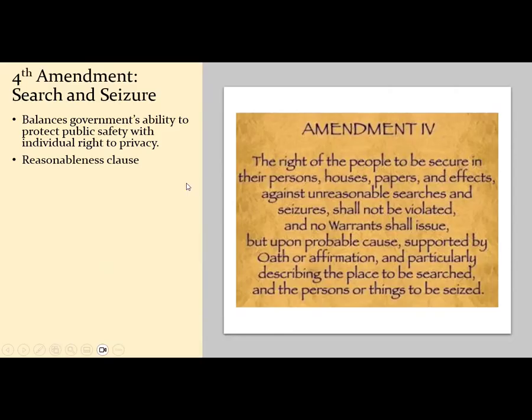The Fourth Amendment has 2 clauses, and the first is the reasonableness clause: the right of the people to be secure in their persons, houses, papers, and effects against unreasonable searches and seizures shall not be violated. That's called the reasonableness clause. So any search and seizure must be reasonable. Well, what the heck does reasonable mean?